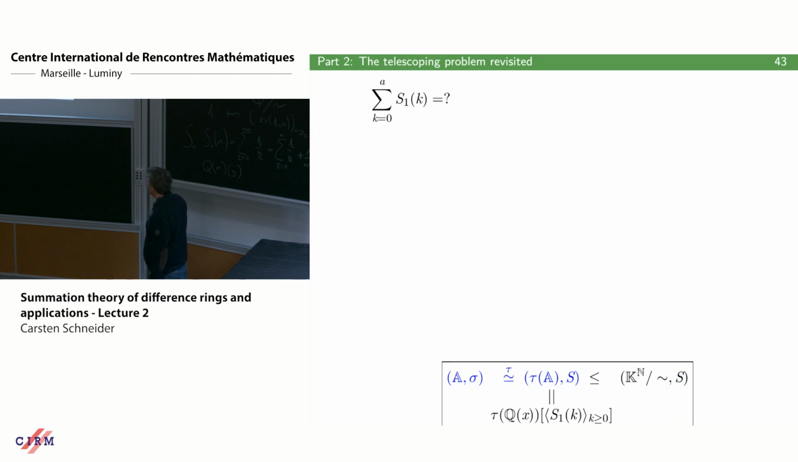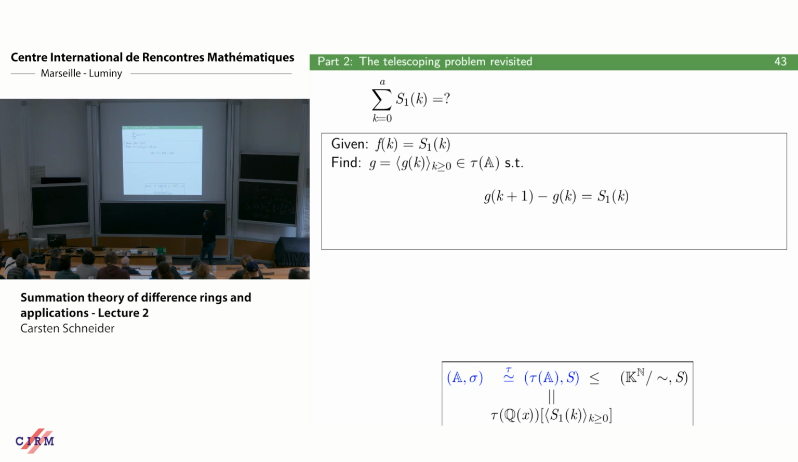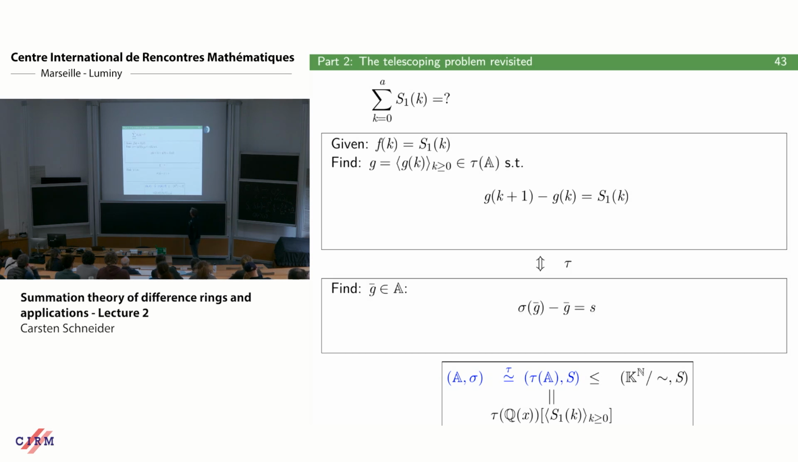Okay. And using that, I can now repeat what I did yesterday. I'm given the right-hand side, the summand here, which is a sequence, and I'm interested to find a sequence in this image such that the telescoping equation holds. Well, since we have this isomorphism, this is equivalent to asking: does there exist a G?